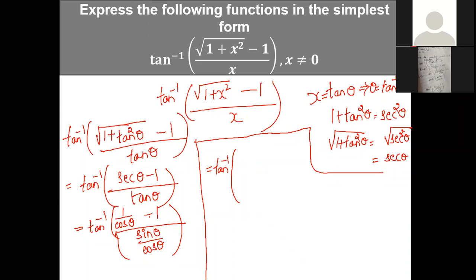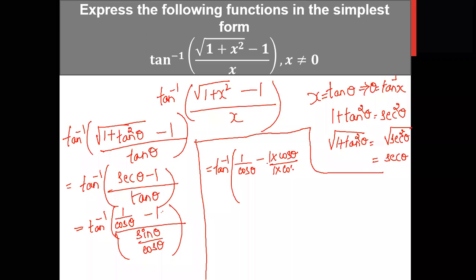Correct. There is a fraction. So when we add or subtract fractions, the denominators should be the same. So what can be done? I have to multiply by cos theta over here. So what it becomes? 1 by cos theta minus 1 into cos theta divided by 1 into cos theta, divided by sin theta by cos theta. Correct? Sin theta by cos theta.